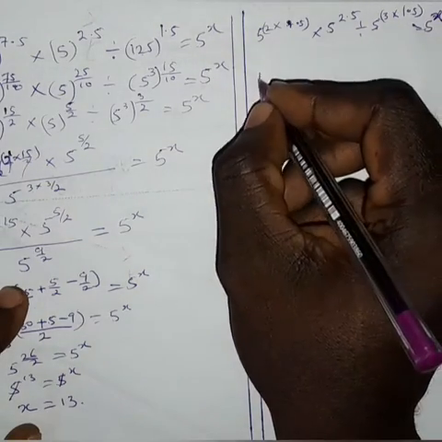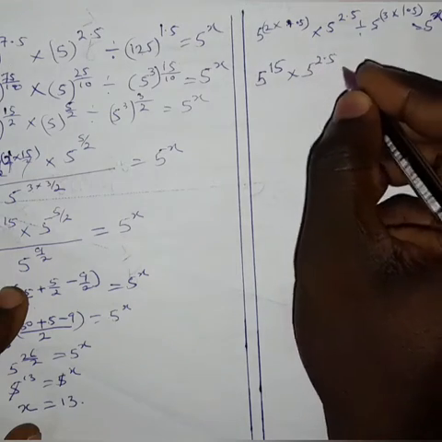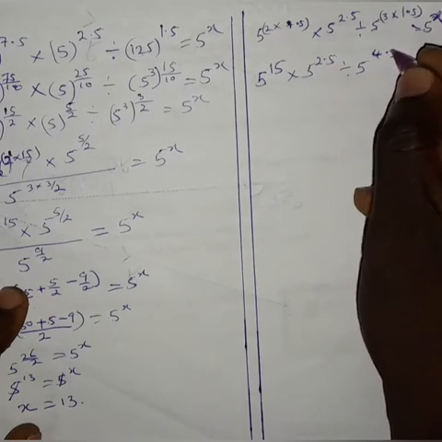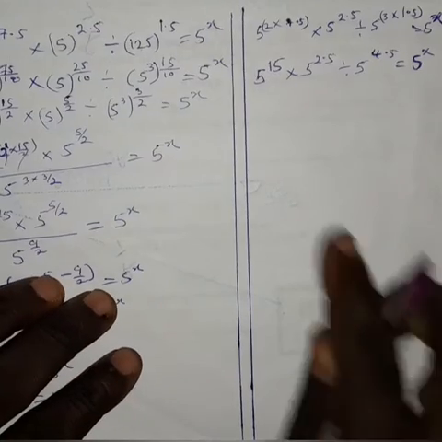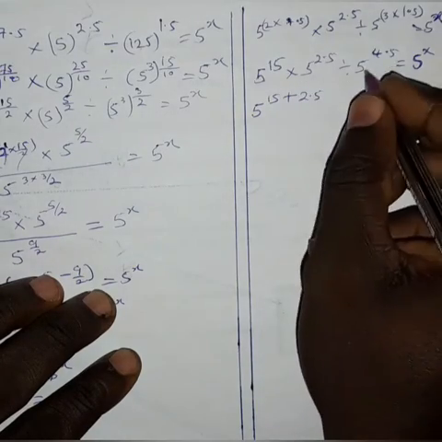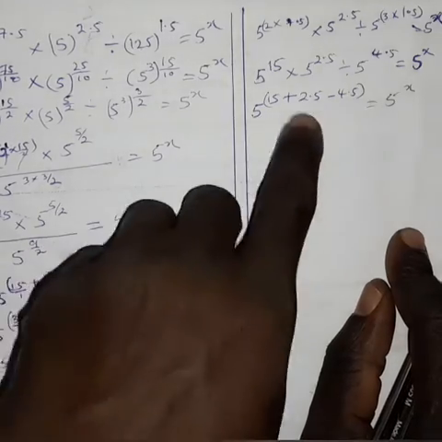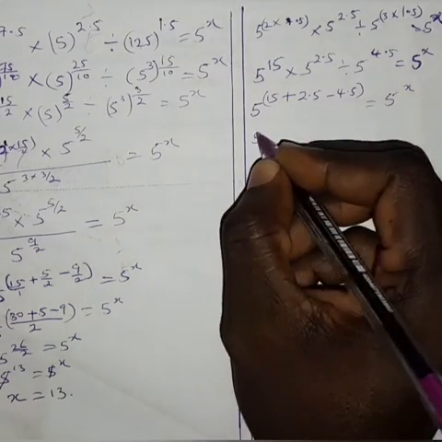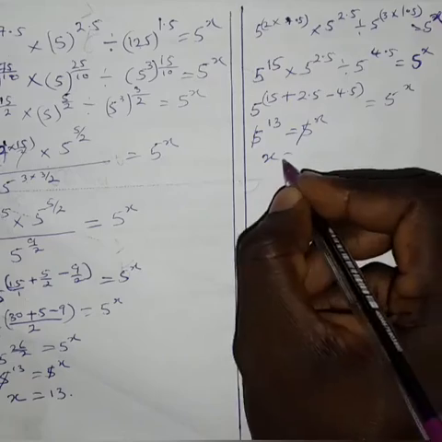So I'll just multiply this. I'm going to have 5 to the power of 2 times 7.5, which is 15, times 5 to the power of 2.5, divided by 5 to the power of 3 times 1.5, that's going to give us 4.5, equals 5 to the power of x. So we apply the law of indices here again. All of this becomes 5 to the power of 15 plus 2.5, and divide becomes minus 4.5, equals 5 to the power of x. So 15 plus 2.5 is 17.5, then minus 4.5 gives us 13. So that's 5 to the power of 13 equals 5 to the power of x. So this will cancel, x is equal to 13.